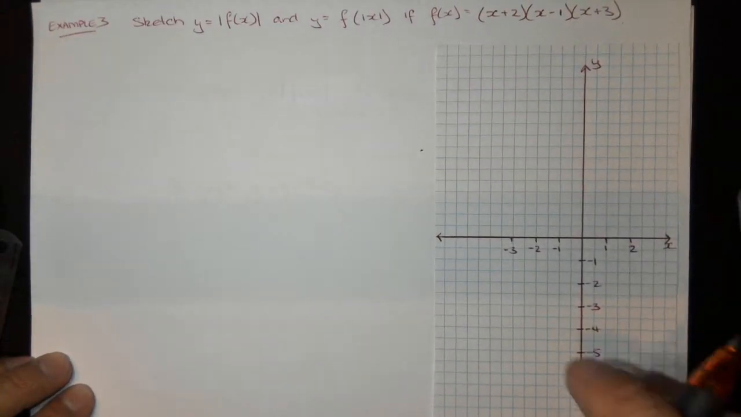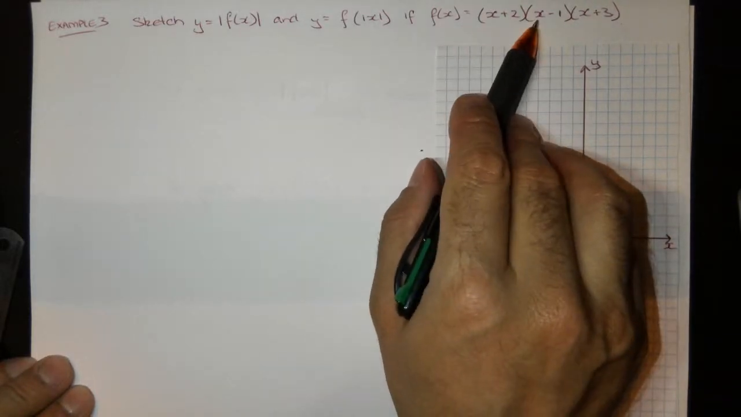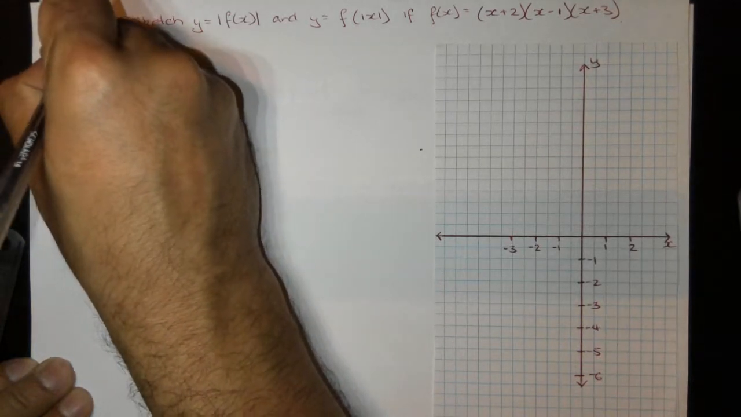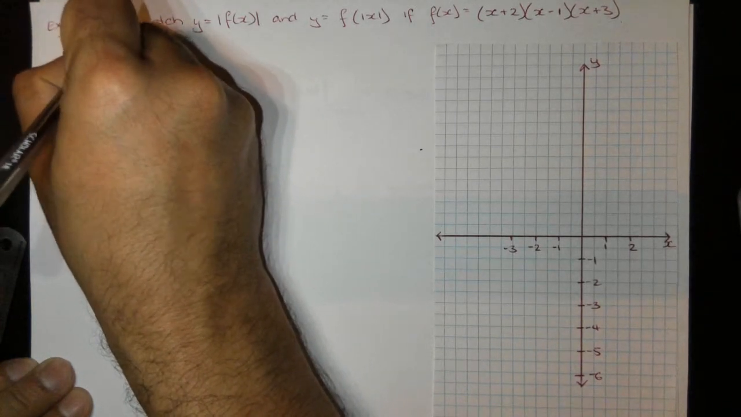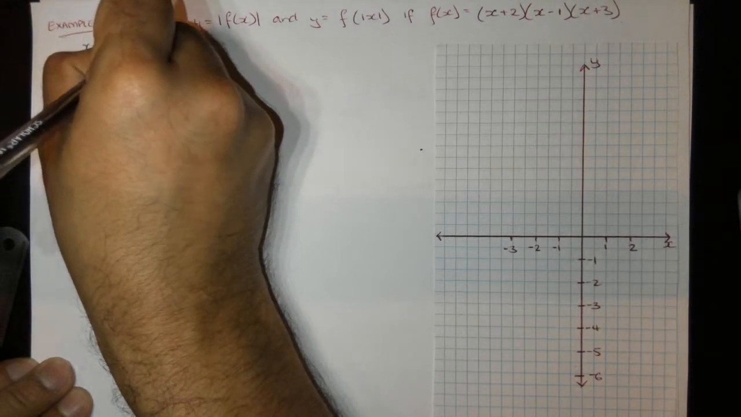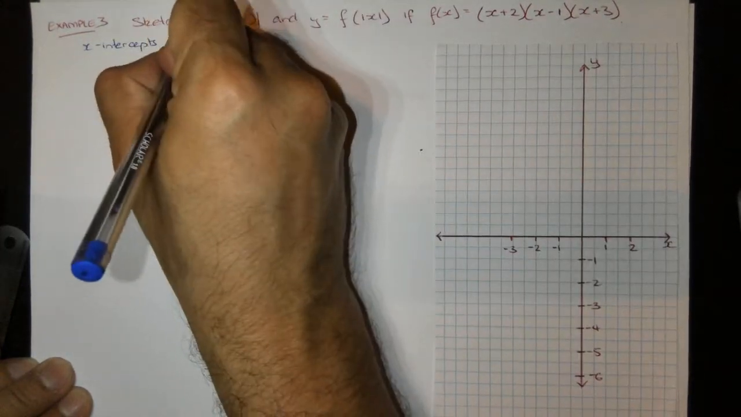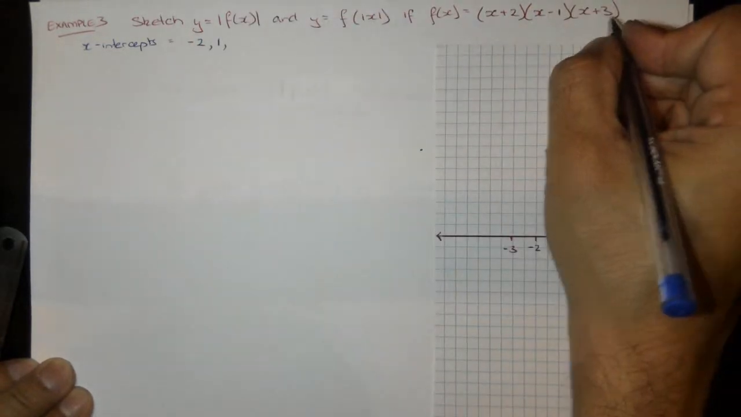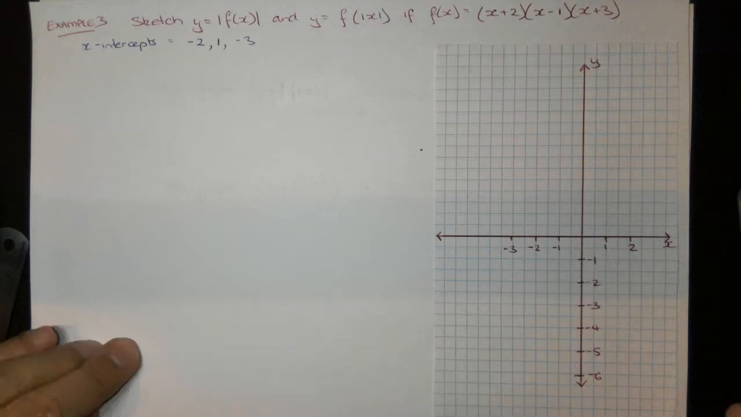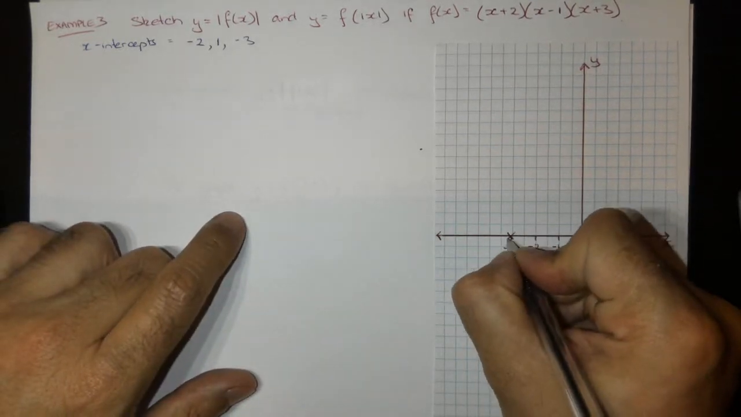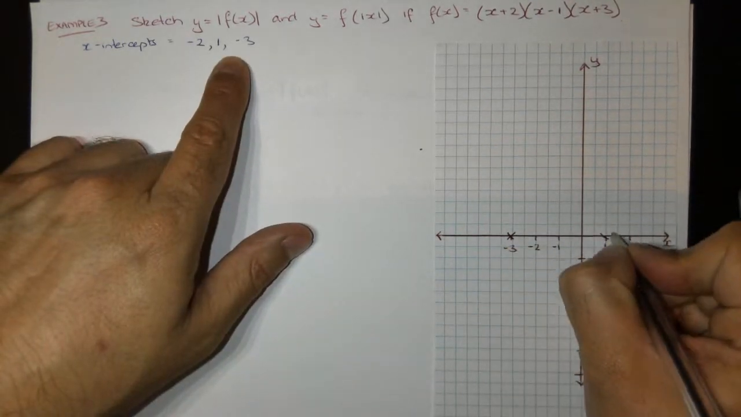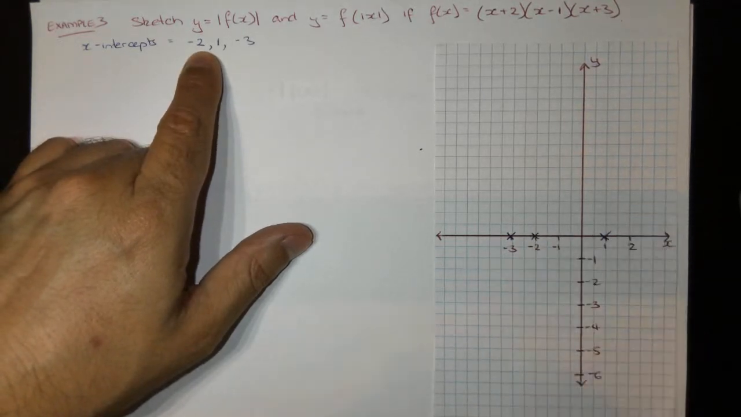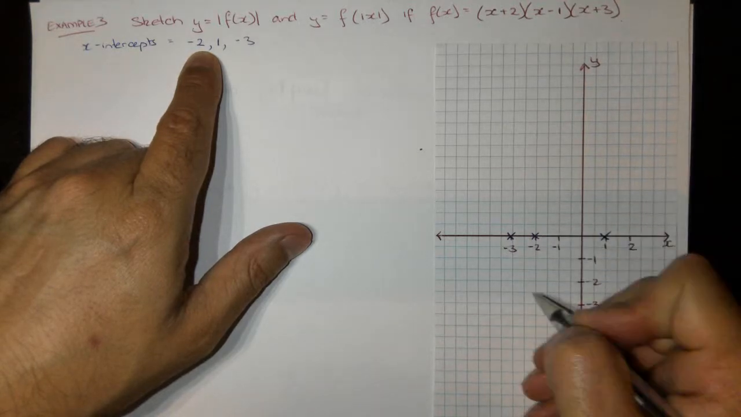So we've got the function x plus 2, x minus 1, x plus 3. So our x-intercepts happen at negative 2, positive 1, and negative 3. So negative 3, positive 1, and negative 2. Okay, so it's going to look something like that.